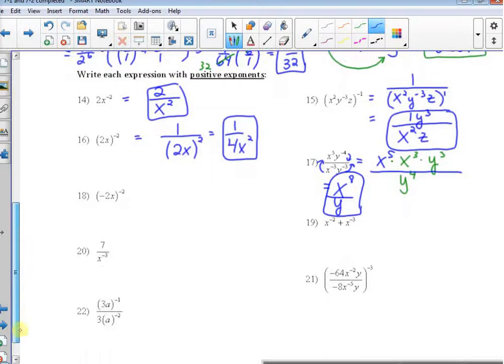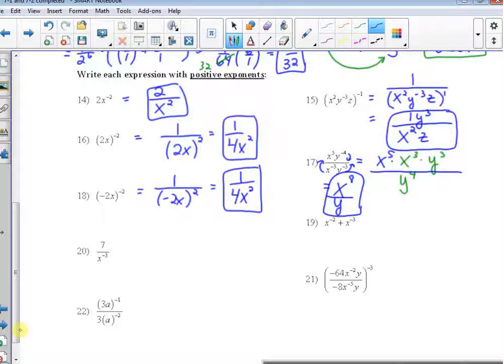Number 18, negative 2x to the negative 2 would be 1 over negative 2x to the positive 2. And then that turns into 1 over 4x squared, because negative 2 times negative 2 is a positive 4.